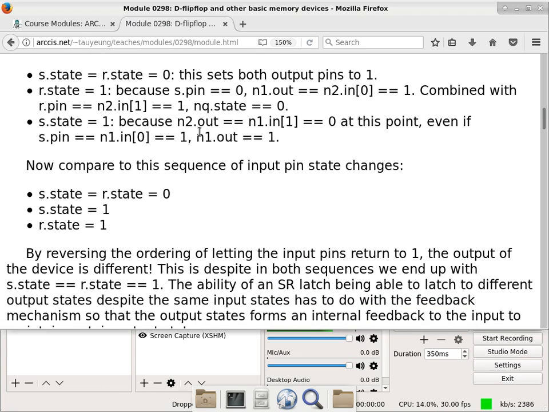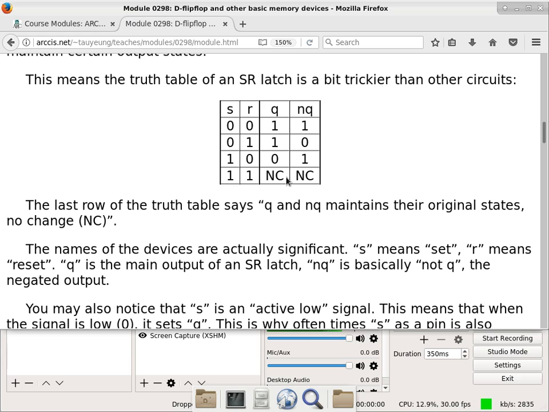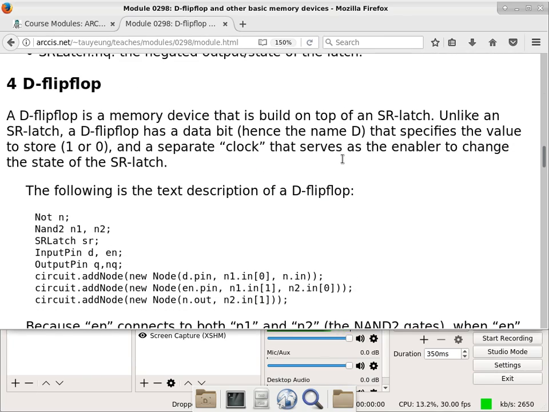This is a text analysis of what happens and why we have this part here. NC stands for no change. So this is kind of the table that we saw earlier. And then we start to get into a D flip-flop. So we'll try this 2 more times to construct a circuit diagram from looking at the text version. So let's see, new page.